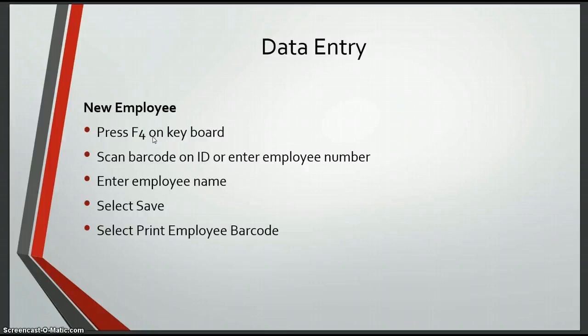Using the handheld scanner, they will scan the employee ID, the barcode on the back. If the employee does not have their ID, you can also enter the employee number when prompted. After they press enter, it'll ask to enter the employee name, so they'll type in the employee name. They'll select save by touching the touch screen, and then they'll select print the employee barcode. This printed barcode will go on the tool room agreement, and then that agreement will be filed away in the employee's file.